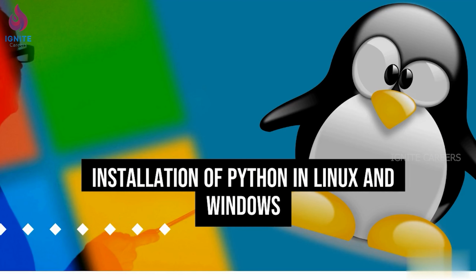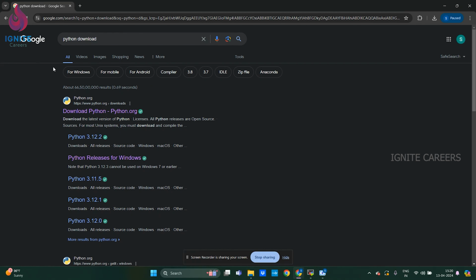In this video, we are going to look into how to install Python in Windows and Linux machines. So go to Chrome and type Python download. The very first page that appears is Python's original website.